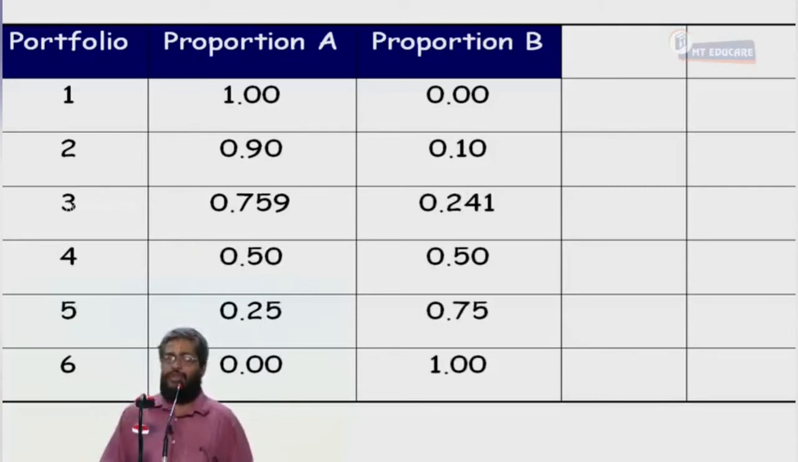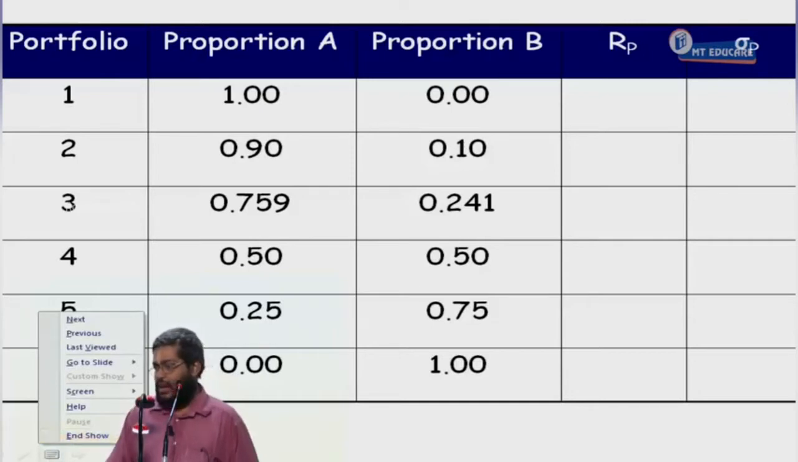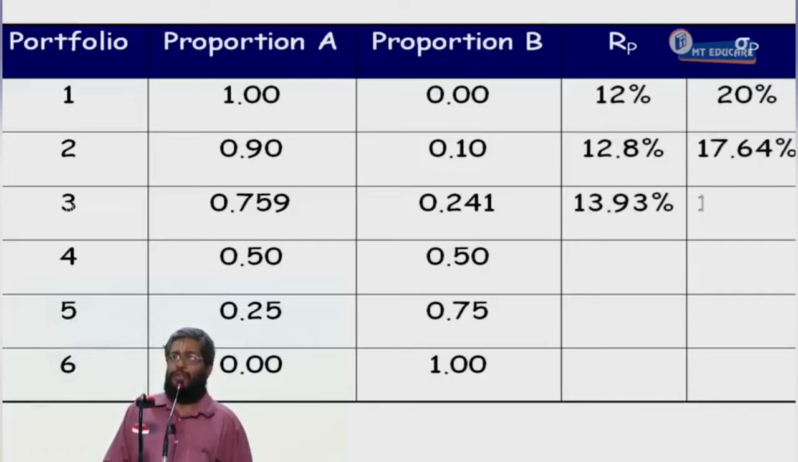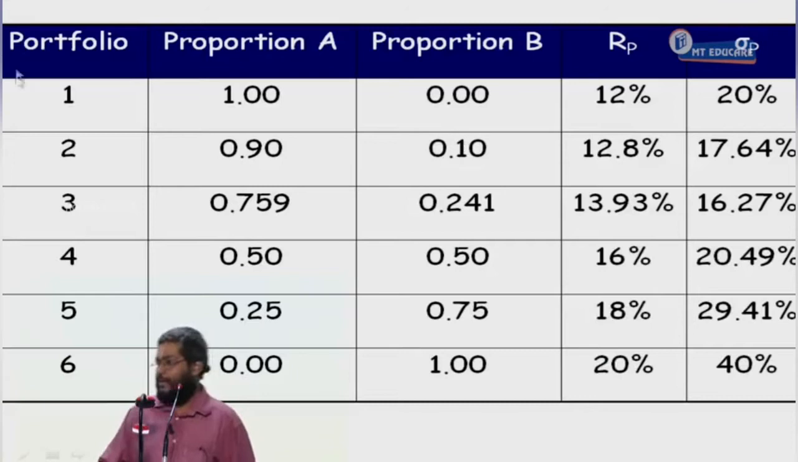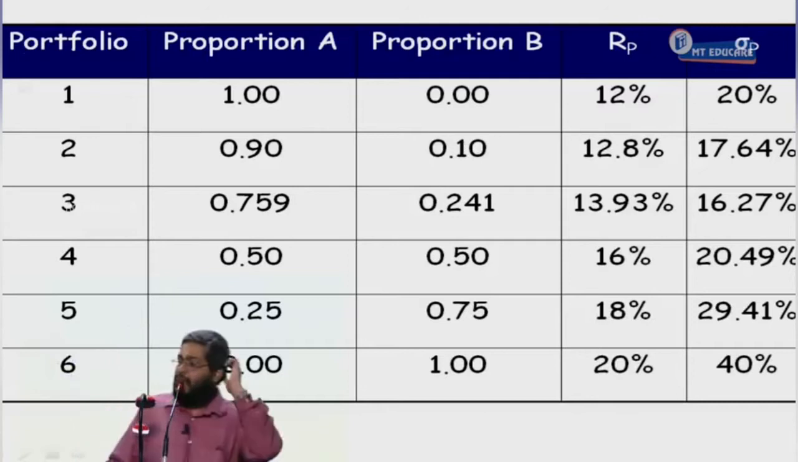For all these portfolios, we found out the portfolio return as well as the risk. The return of the portfolio is the weighted average return of the individual securities, where the weights are the proportion of A and proportion of B. And the risk of the portfolio, sigma P, is given by the formula W1 square sigma A square plus W2 square sigma B square plus 2 into W1 into W2 into sigma A into sigma B into correlation of A and B. For the different portfolios, we found out the risk as well as the return.